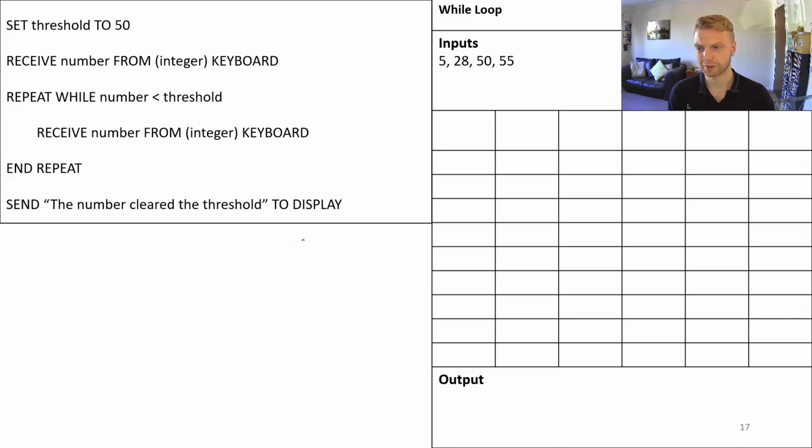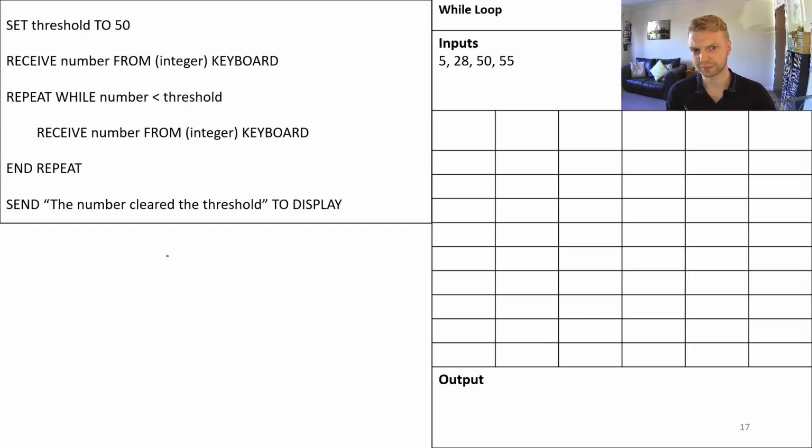In this video we're covering while loops. So we've previously looked at fixed loops, which will go around a fixed number of times. A while loop, on the other hand, will keep going endlessly until a condition is met.